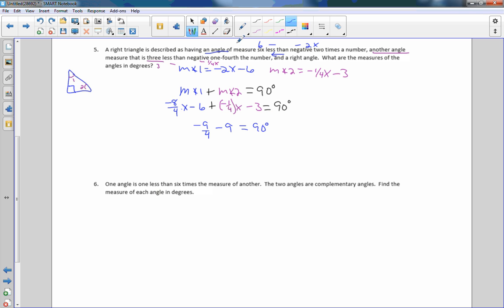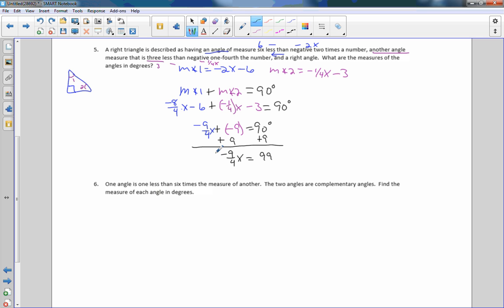Okay, actually I should do that. Keep it color coded. Okay, forgot my x. Negative 8/4 x plus negative 1/4 x is negative 9/4 x. I'm going to add, let me change colors again. I'll do this in black. I'm going to add 9 to both sides. And I'm going to get negative 9/4 x equals 99.